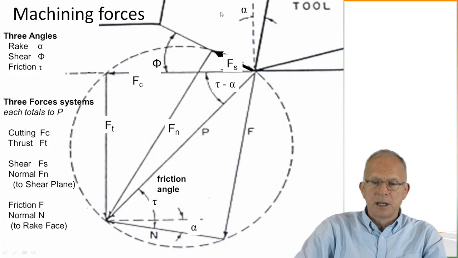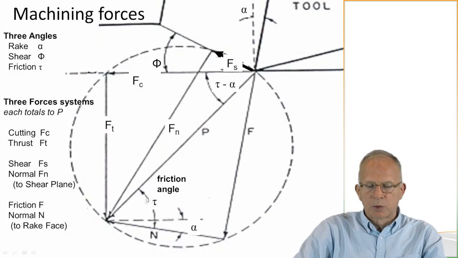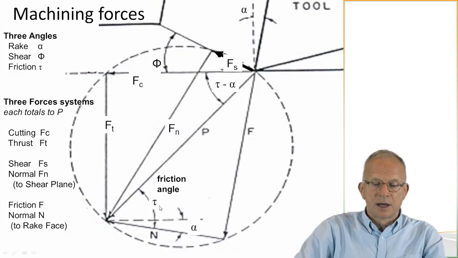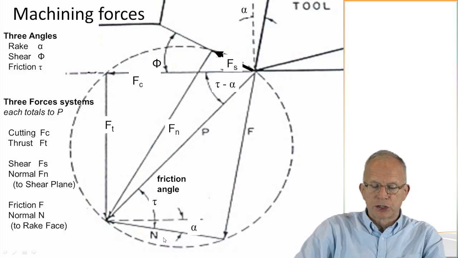Okay, there's three angles to keep track of. We have the rake angle, which describes the geometry of the tool, which is highly simplified. Notice it comes to a sharp point. We have the shear angle that we've spoken about, and that's the angle between the shear plane and the direction of motion of the tool. And then we have the friction angle, which is shown here, and we'll look at that in more detail. The tangent of the friction angle is equal to the friction coefficient, which is the tangential frictional force over the normal force.